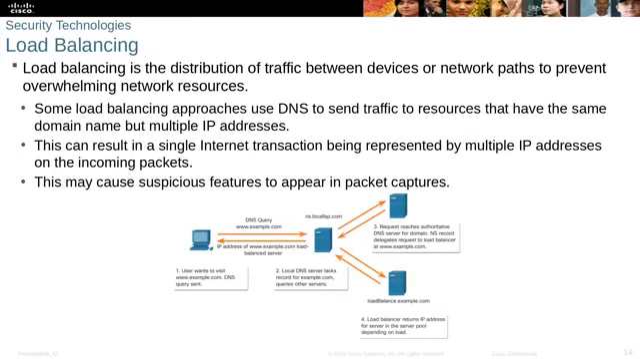Load balancing. Load balancing involves the distribution of traffic between network paths in order to prevent overloading network resources with too much traffic. If a redundant resource exists, a load balancing algorithm or device will work to distribute traffic between those resources. One way this is done on the internet is through various techniques that use DNS to send traffic to resources that have the same domain name but multiple IP addresses. In some cases, the distribution may also be to servers that are distributed geographically. This can result in a single internet transaction being represented by multiple IP addresses on incoming packets. This may cause suspicious features to appear in packet captures.